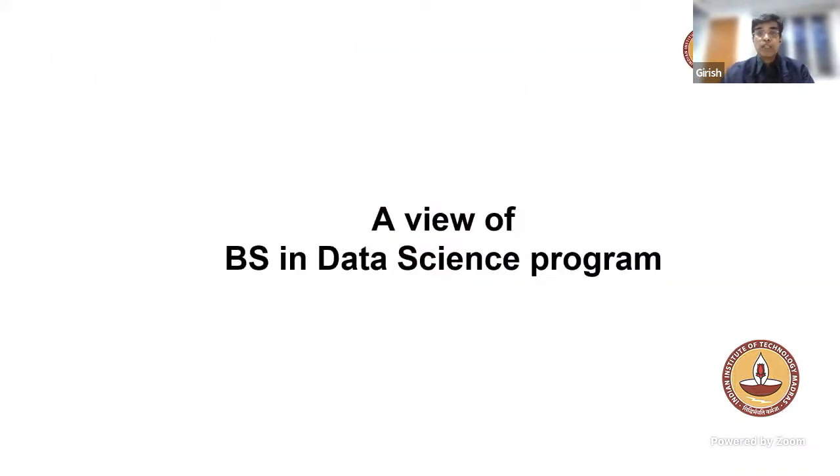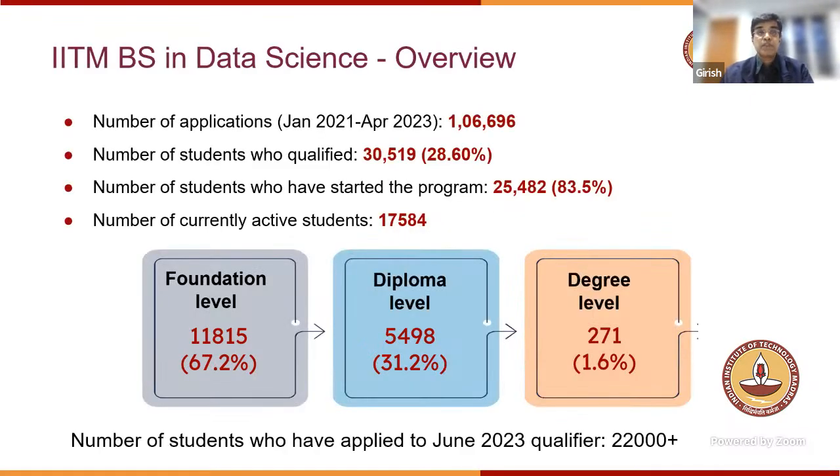I also want to talk a little bit about the data science program, which we launched two and a half years back. In 2021, we started this program. Just to give you an overview of the program, from January 2021 to April 2023, the number of applications that we received for the BS data science is 1 lakh. Out of that, around 28% have qualified to join the program. And out of that, 83%, that is around 25,482 students, have started the program. Currently, around 17,584 students are active.